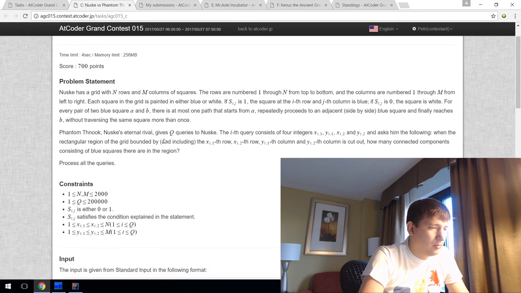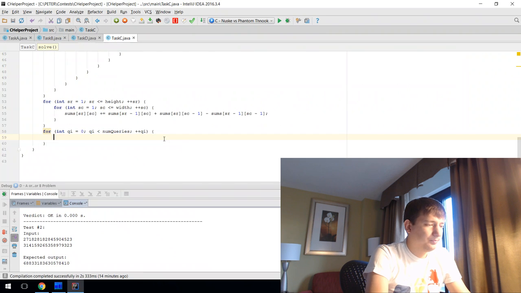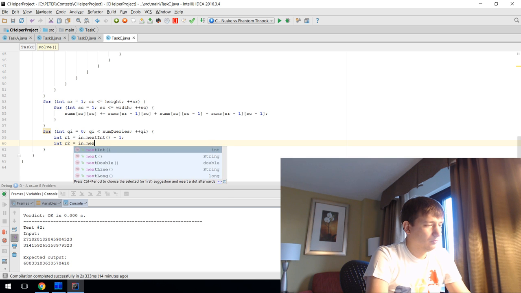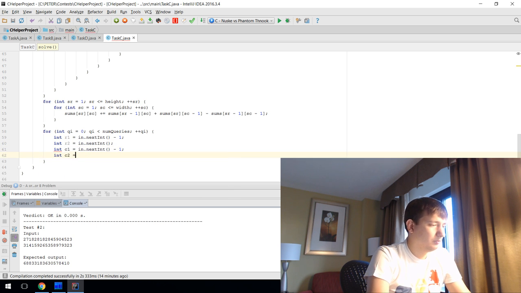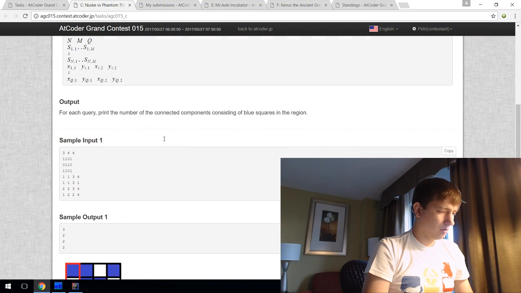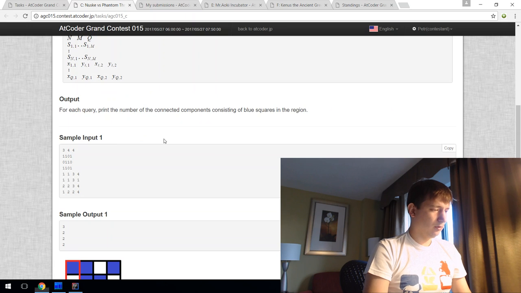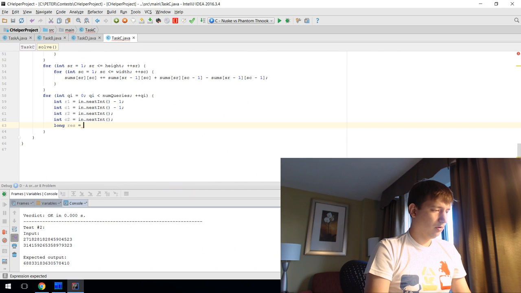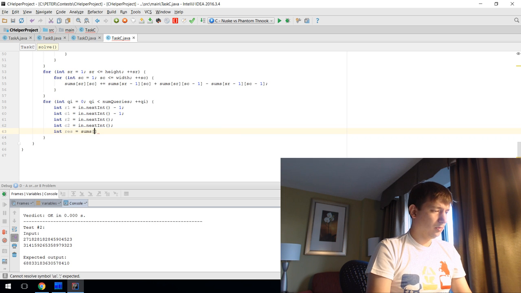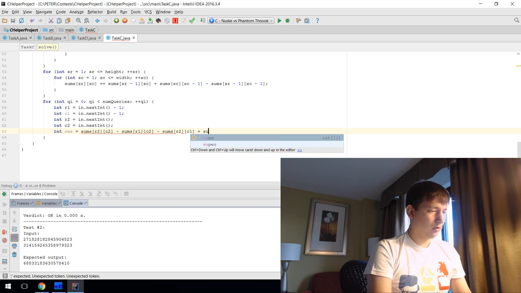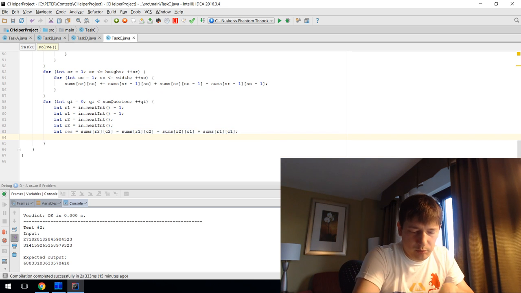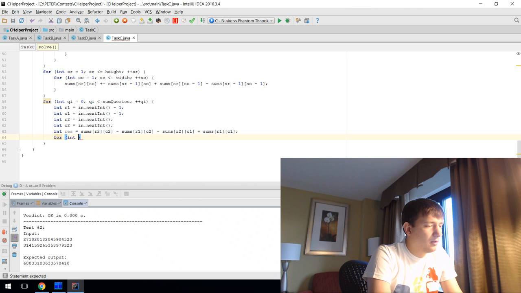So for each query, we get those rows, columns. And now first we have sums R2 C2 minus sums R1 C2 minus sums R2 C1 plus sums R1 C1. This is the starting points of trees, and then we need to iterate over the boundary. So here we go, if R1 is more than 0.